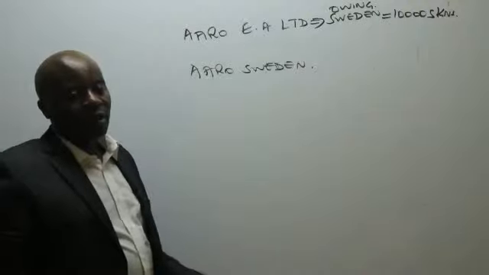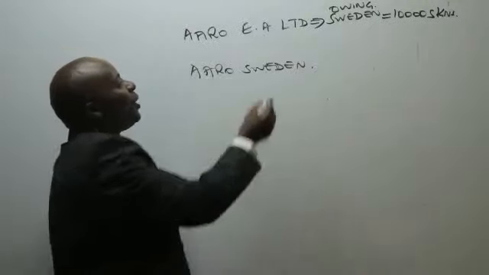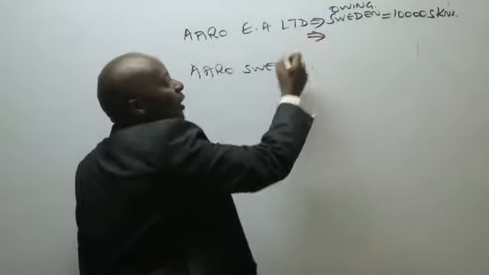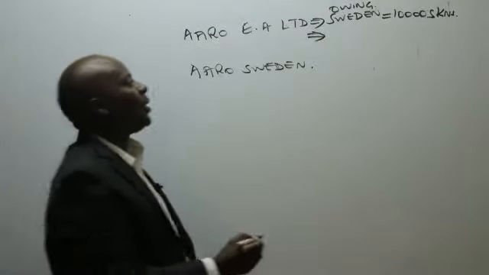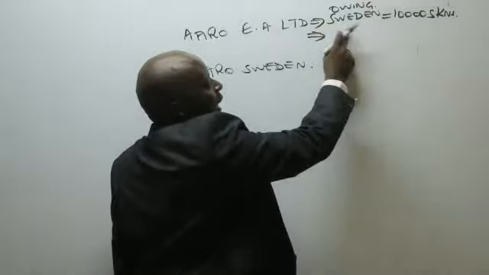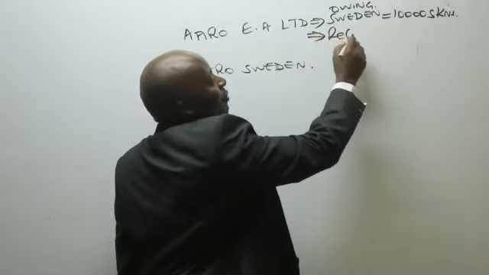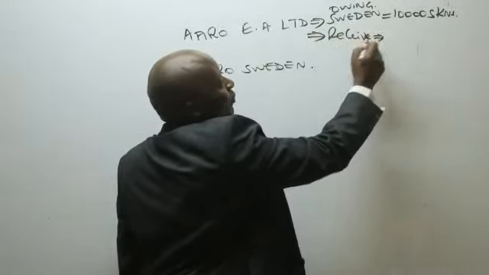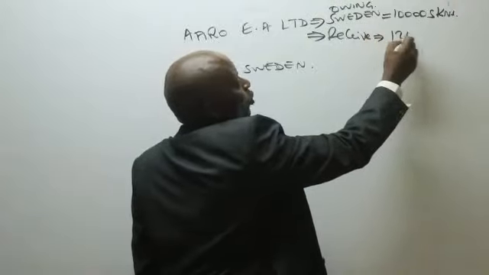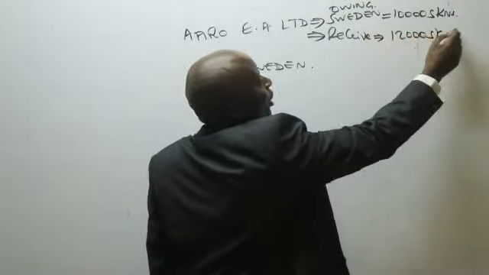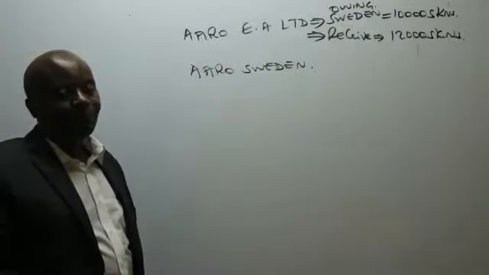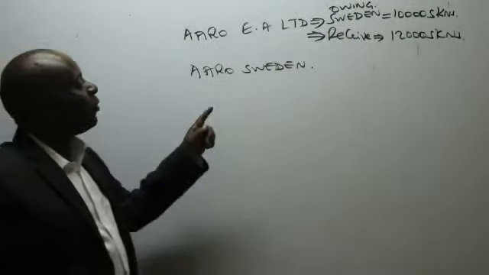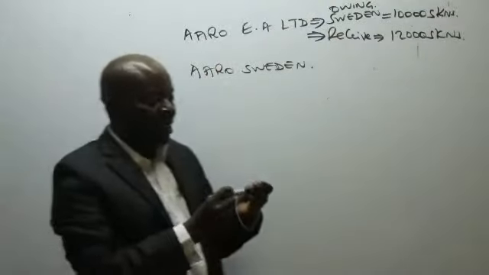We owe. And then at the same time, you may get Arrow East Africa having a claim. So this is what we owe, and then we expect to receive. We expect, for example, to receive from Arrow Sweden 12,000 Swedish crowns.